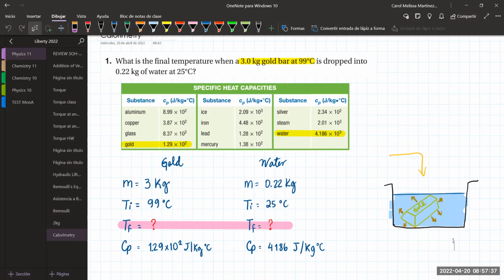The condition in calorimetry is that the two objects, when you put them together, are going to be sharing the same final temperature. And that final temperature is the equilibrium temperature. It's going to be the same temperature for both objects. So I don't know what the final temperature is going to be, but I know it's going to be the same for both objects. So the final temperature of the gold is going to be equal to the final temperature of the water. That is more or less the situation in the problem.